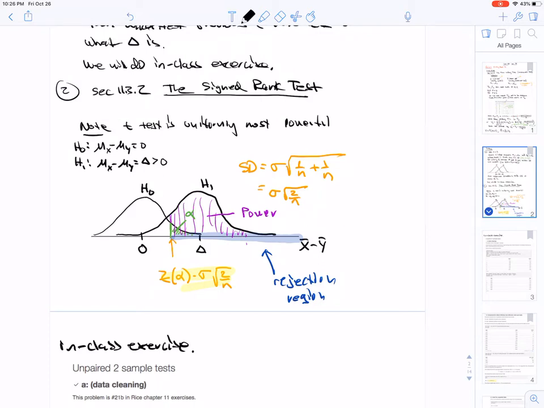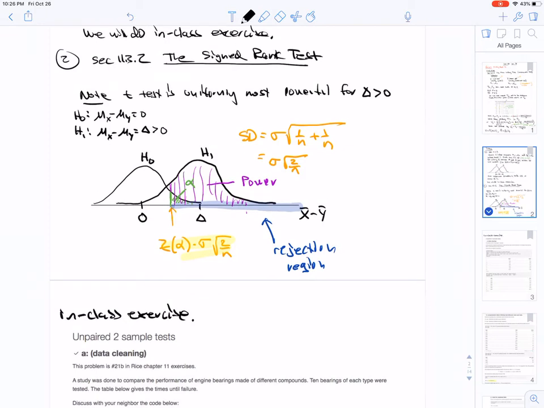And so it's a uniformly most powerful test for delta greater than 0. Fantastic. And you can make a two-sided alternative version of this as well. But in any case, when the assumptions of the t-test are met, you can't do better than that as far as power is concerned. And so it will trump the Mann-Whitney test.